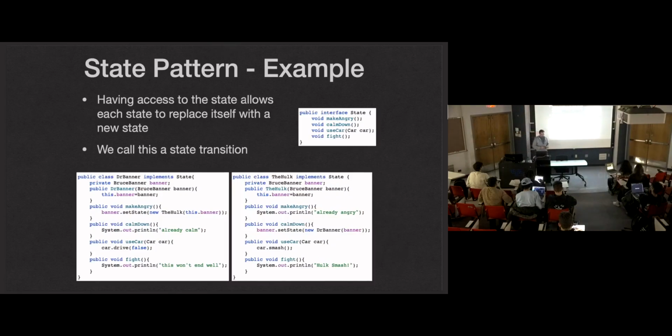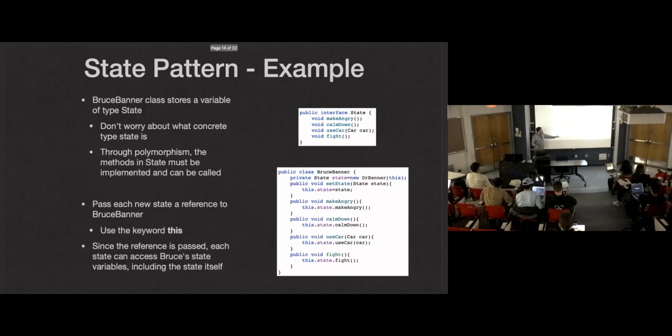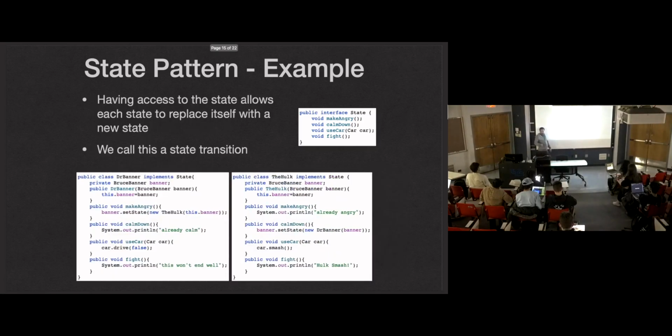And the last piece of this puzzle is the methods. I conveniently didn't talk about make angry and calm down because I want to talk about them now. This is called a state transition. So to change state, we have this extra method in the Bruce Banner class. Let me get it back on screen. This set state method takes a state and updates the variable. And we're going to call that method whenever we want a state transition. So if Bruce Banner is in the Dr.